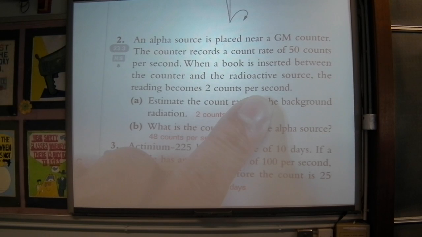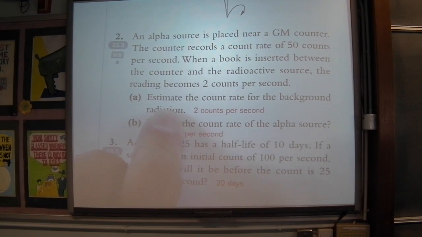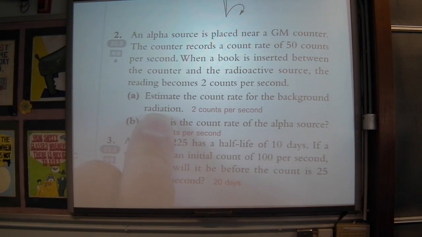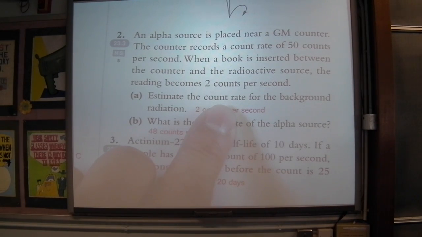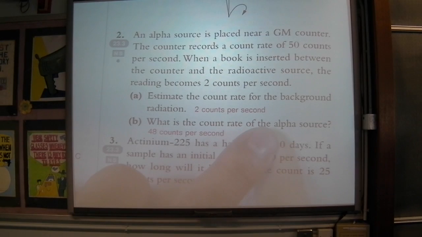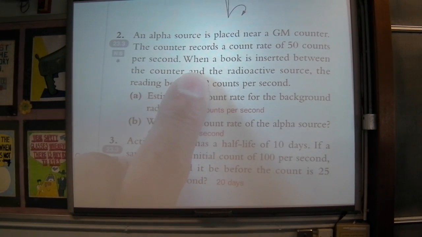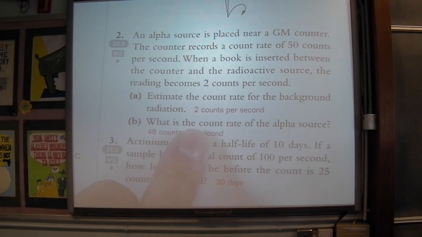If the book can absorb all the alpha, well, the question will reveal. Now, estimate the count rate for the background radiation. Oh, the 2 count rate actually comes from the background radiation. Okay? So B, what is the count rate of the alpha source? The GM counter records 50 and background is 2, so 48 is due to the alpha source.